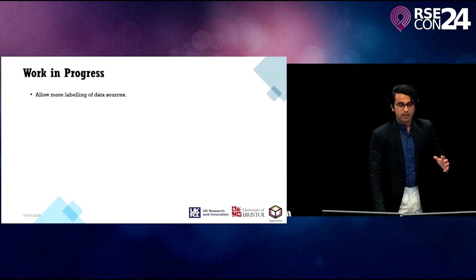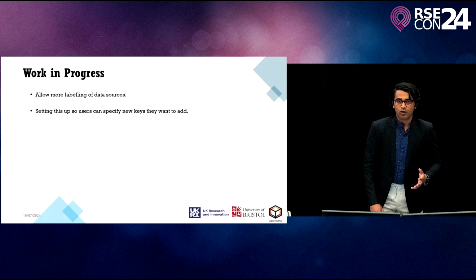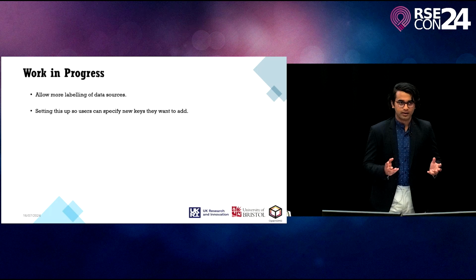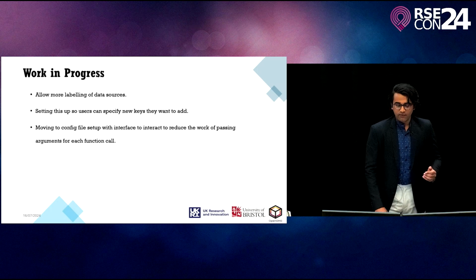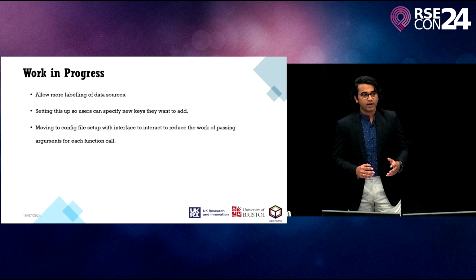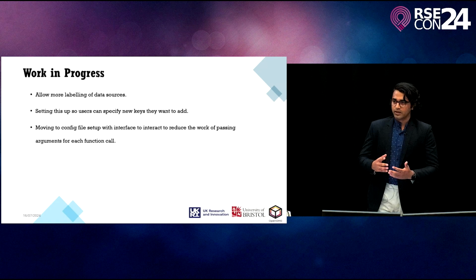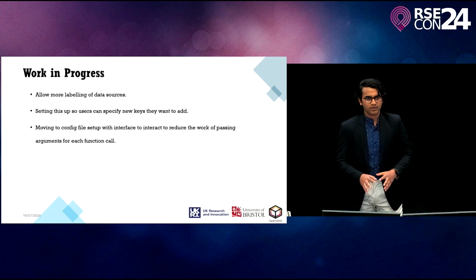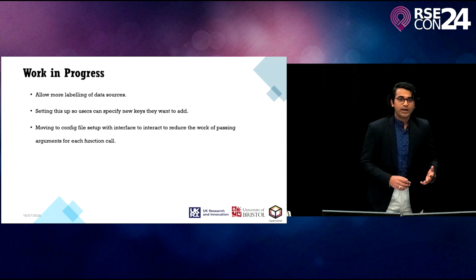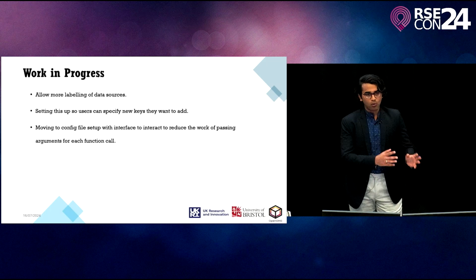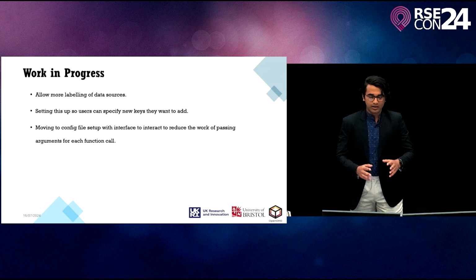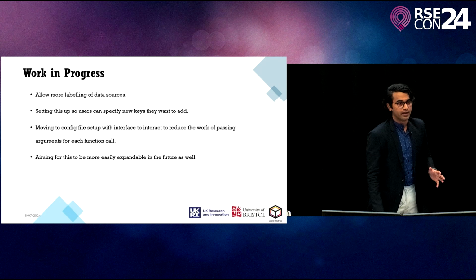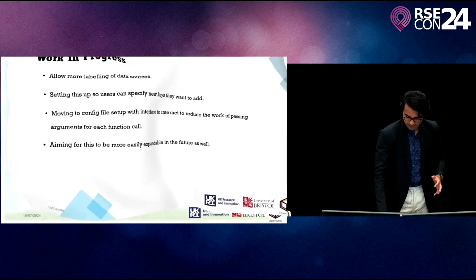And right now, we are in progress to add an ability for a user to specify his own keys and label that particular data object as he wants. And we are also moving to a config file setup. So in config file setups, a user will specify the key values that he wants in a particular YAML file, and that's it. He just has to interact with the command line interface. At the moment, the user needs to call a specific function from OpenGHG and then supply the argument values, but this will eliminate that particular process. And we are aiming for it to be more expandable in the future also.